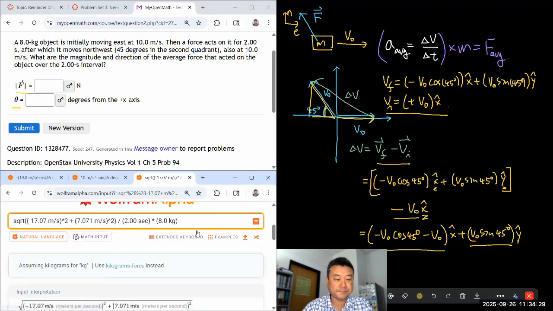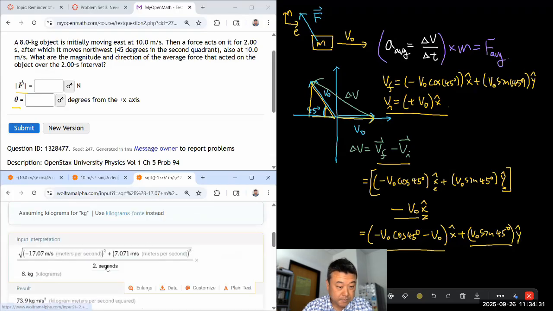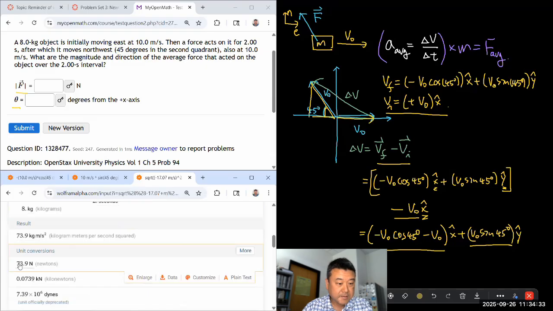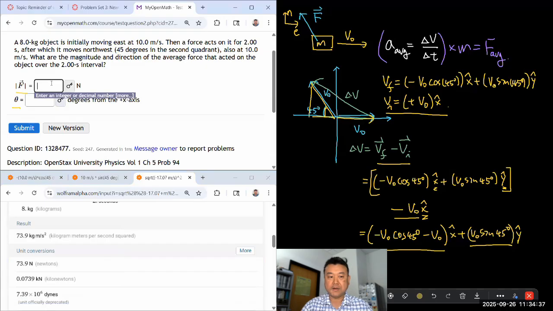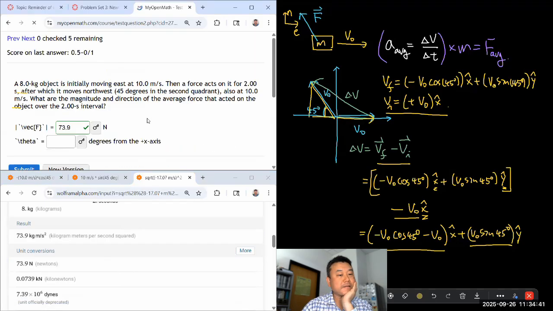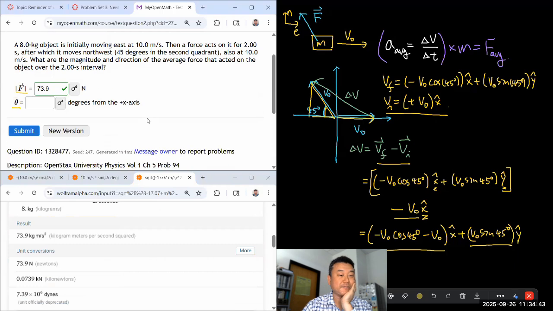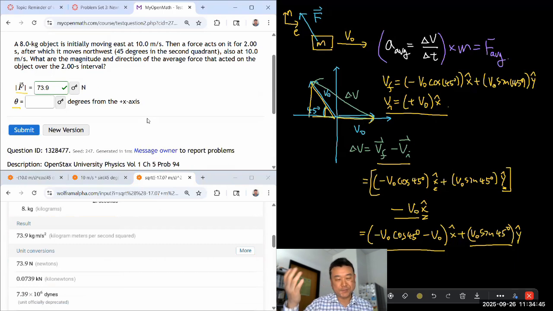All of this looks, I think, right. Yeah, 73.9 newtons. Again, that makes me a little bit nervous that that might be graded as incorrect. Never mind, I guess it was close enough. Or maybe this question uses 1% tolerance. I don't know. So that's my magnitude.